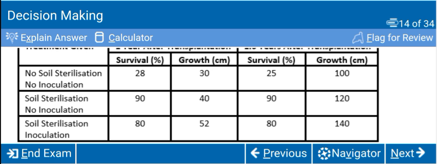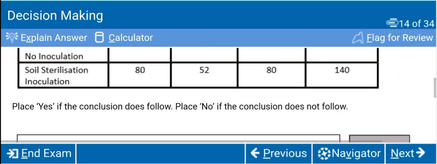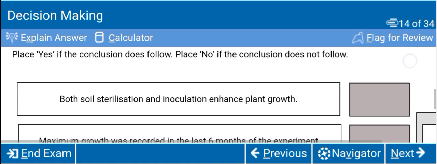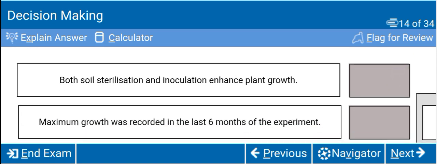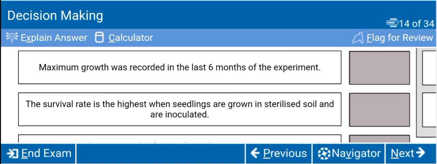So place yes if the conclusion does follow and place no if the conclusion does not follow. Both soil sterilization and inoculation enhance plant growth. Maximum growth was recorded in the last 6 months of the experiments. The survival rate is the highest when seedlings are grown in sterilized soil and are inoculated.